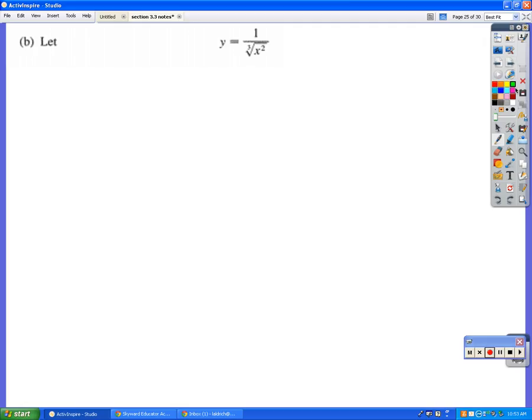All right, so let's try another one. Let y equal 1 over 3 times the cube root of x squared, and let's find the derivative of that.